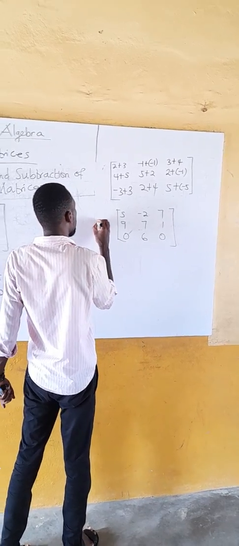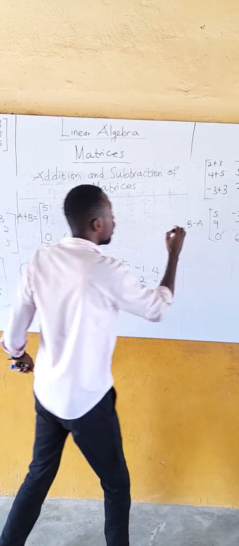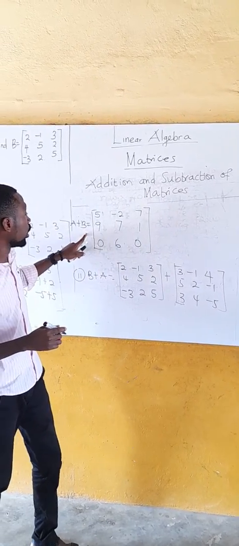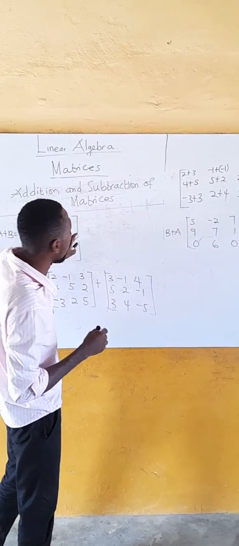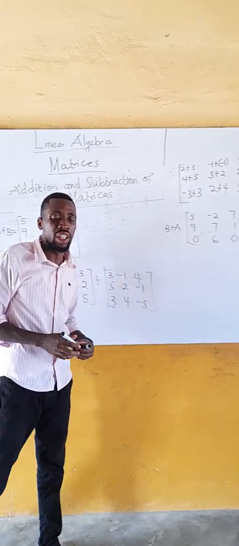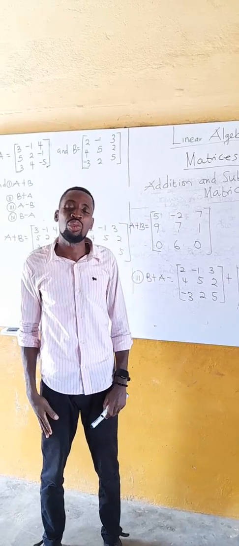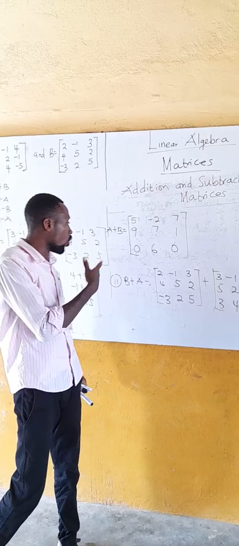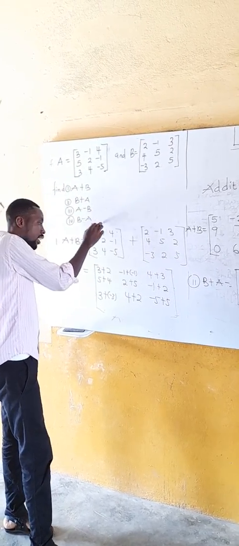This is our A plus B. What do we get for B plus A? Sorry, what do we get for B plus A plus B? A plus B is 5, negative 2, 7, 9, 7, 1, 0, 6, 0. It's the same as this. So this buttresses our point that addition in matrices is commutative. It's commutative. So we'll solve for the rest. We'll work our way and solve for the A minus B and B minus A.